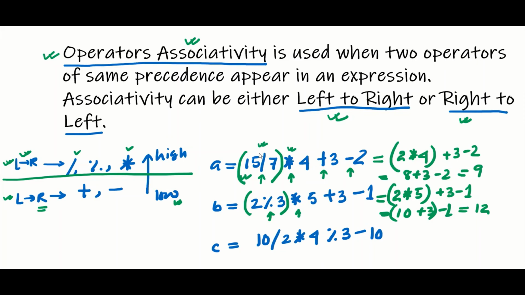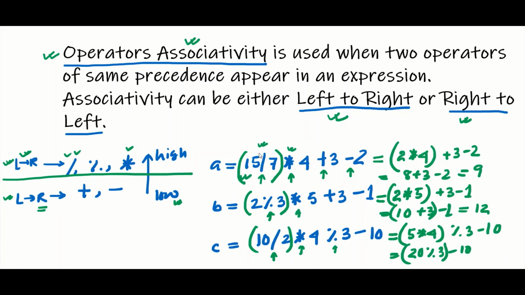Now the third example, division and multiplication. Again, division and multiplication are equal in precedence, and we have modulus as well. So these three are equal in precedence. Which one should we pick? Left to right. So now we are dividing 10 by 2. 10 by 2 is 5. 5 multiplied with 4 gets the next preference. So 5 multiplied by 4 becomes 20. 20 modulus 3 minus 10.